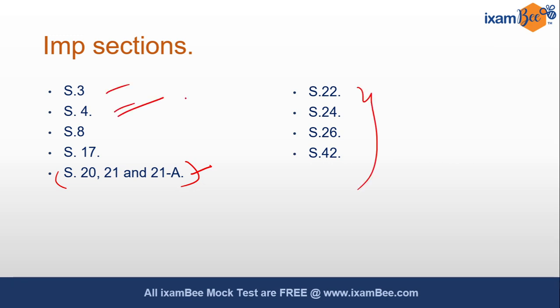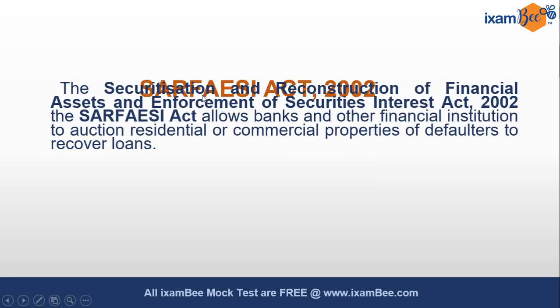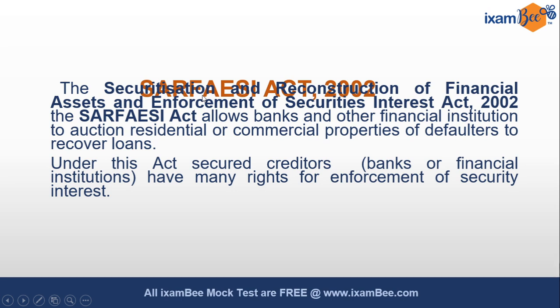Now going to the next act, that is Sarfaesi Act 2002. Sarfaesi Act came in the year 2002, and what is the main objective of this enactment? Securitization and Reconstruction of Financial Assets and Enforcement of Securities Interest Act 2002. Sarfaesi Act allows banks and other financial institutions to auction residential or commercial properties of the defaulters to actually recover the loans.